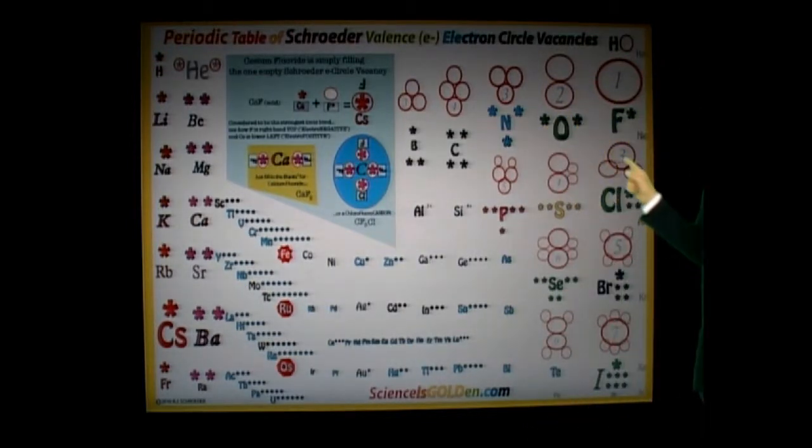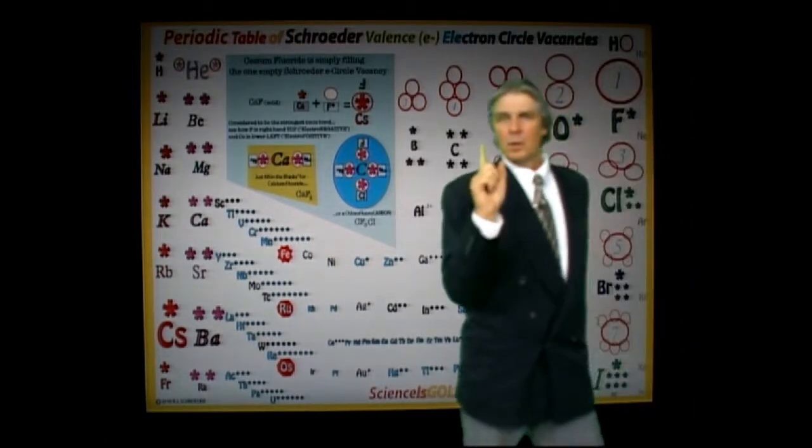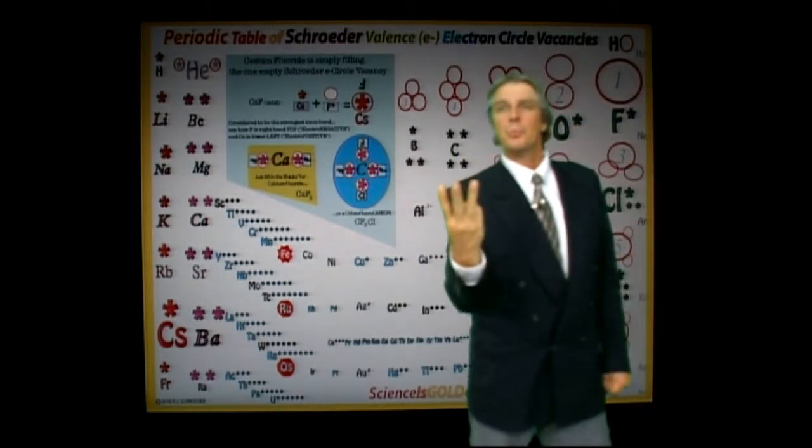Chlorine. What chlorine can do is it can form 1 bond or 3 bonds.